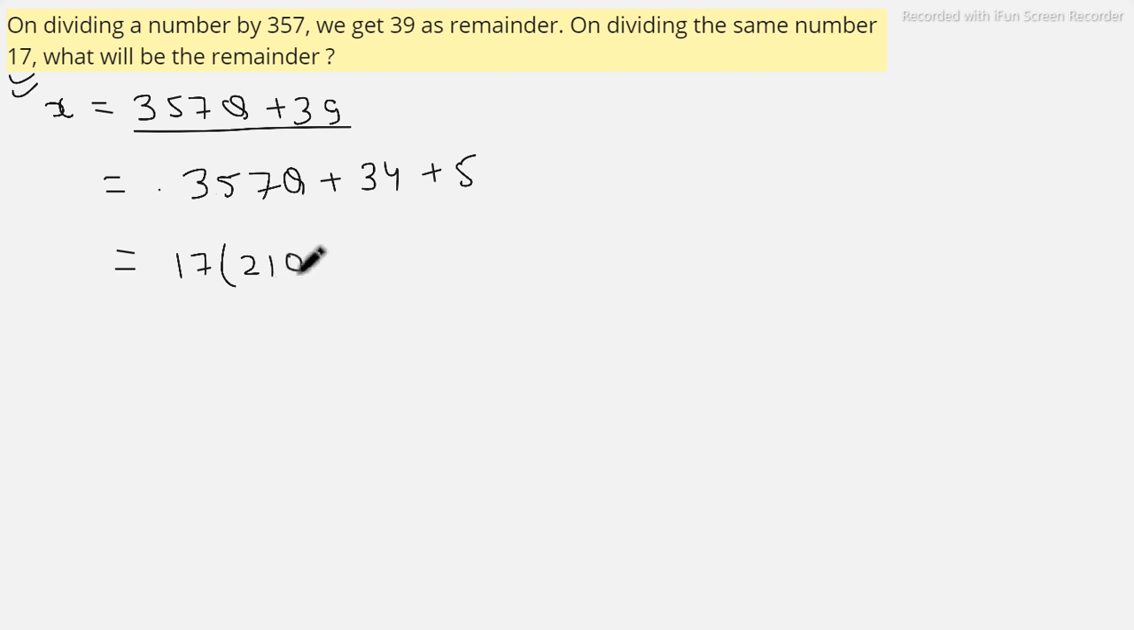So we'll get 21q plus 2, and plus 5. If we assume this as, say, a, we'll get 17a plus 5. So here we are getting the same format. 17 is our divisor, a is our quotient, and 5 is our remainder. And what we needed to find was the remainder. So the remainder will be 5. That is our answer.